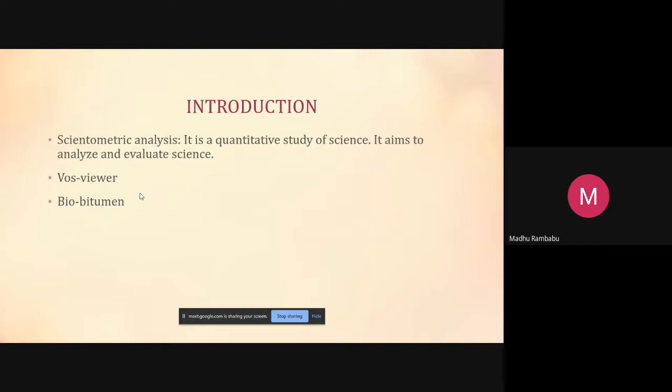Generally, when we go into a topic, first we think about who, what, and where, and scientometric analysis gives the answer for any research. Coming to VOSviewer, it is a software tool for constructing and visualizing bibliometric networks. If time permits, I'll go into the VOSviewer software and show you.